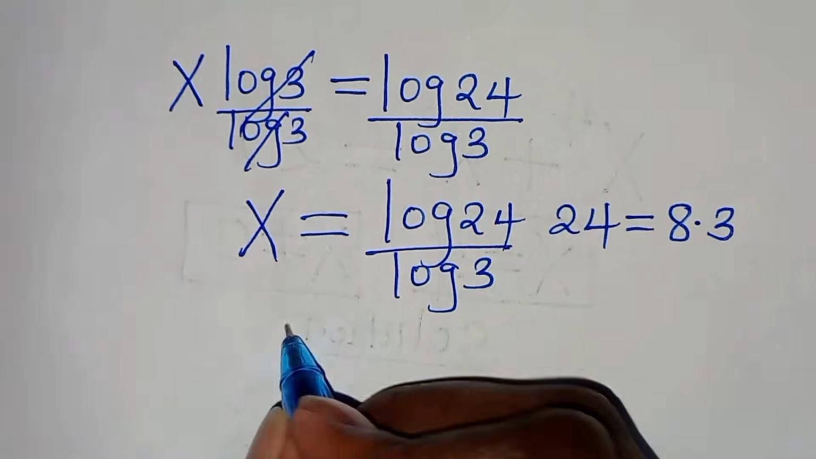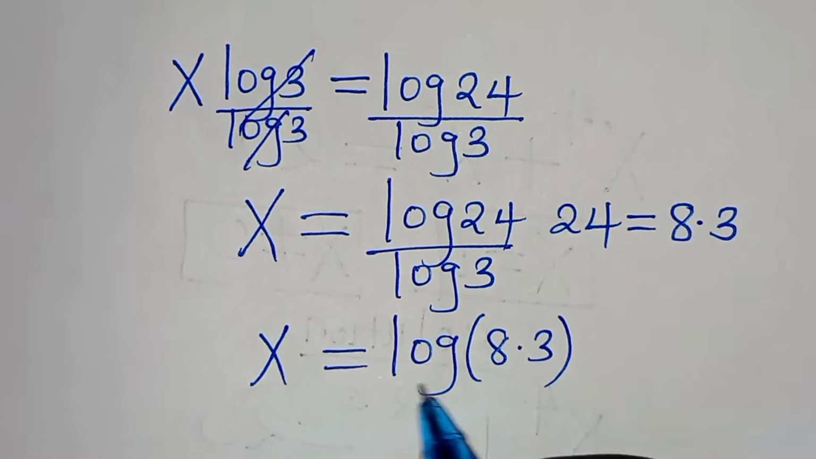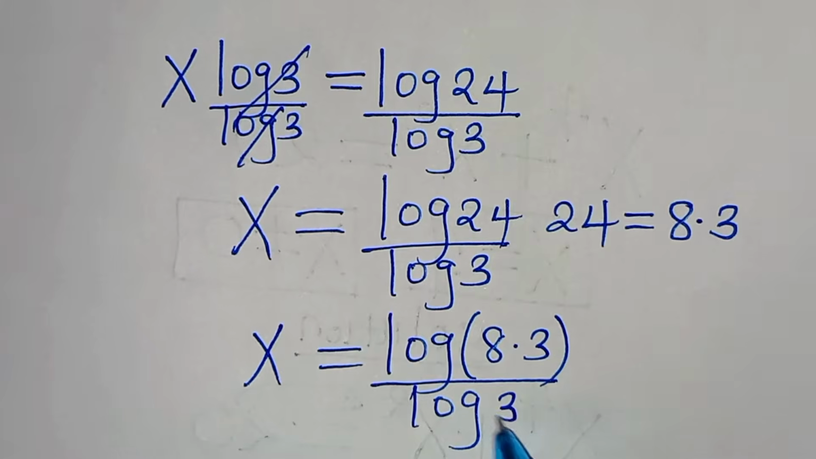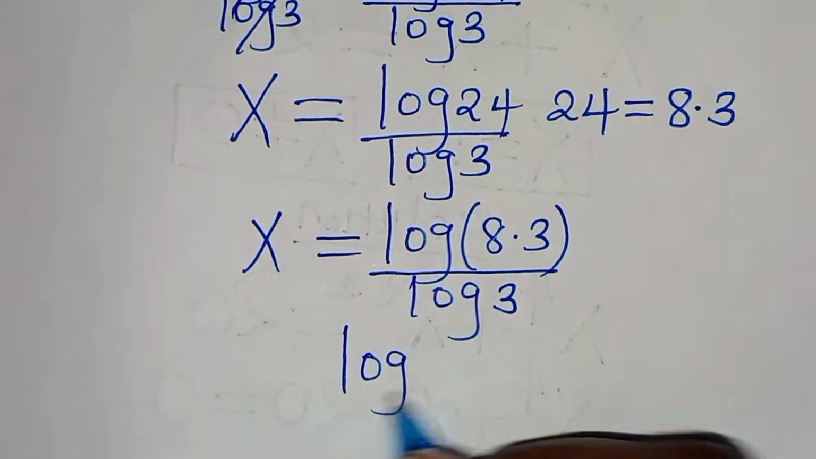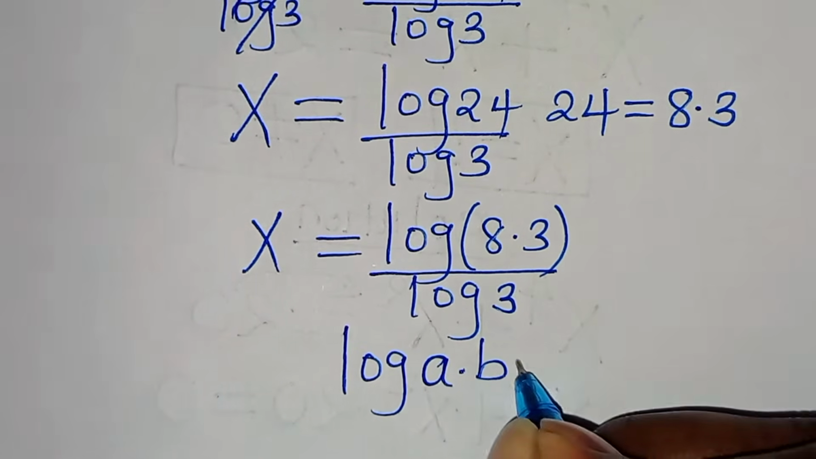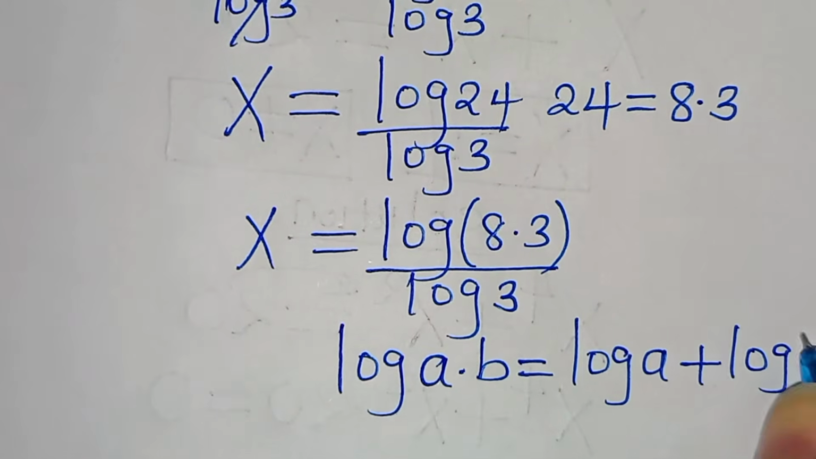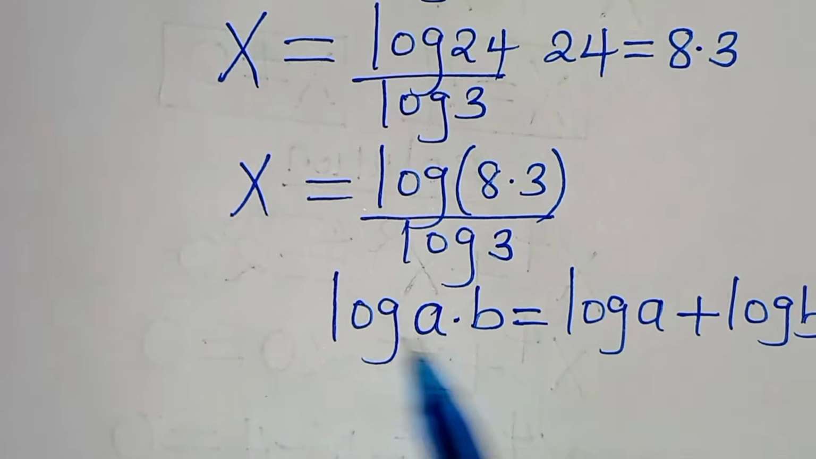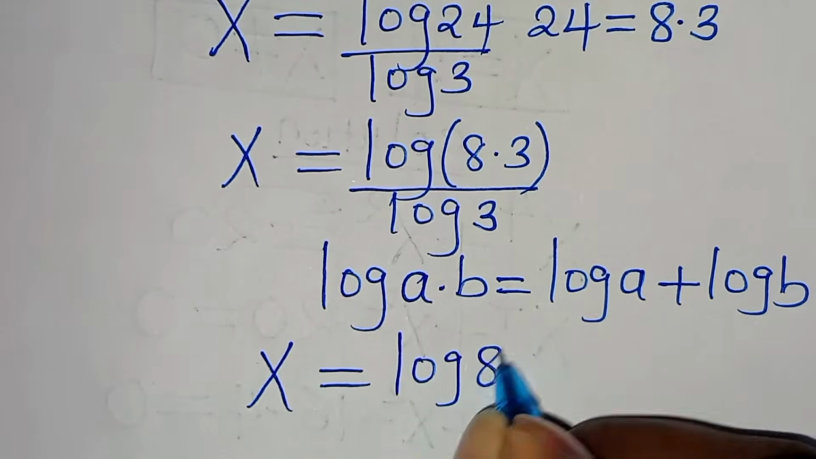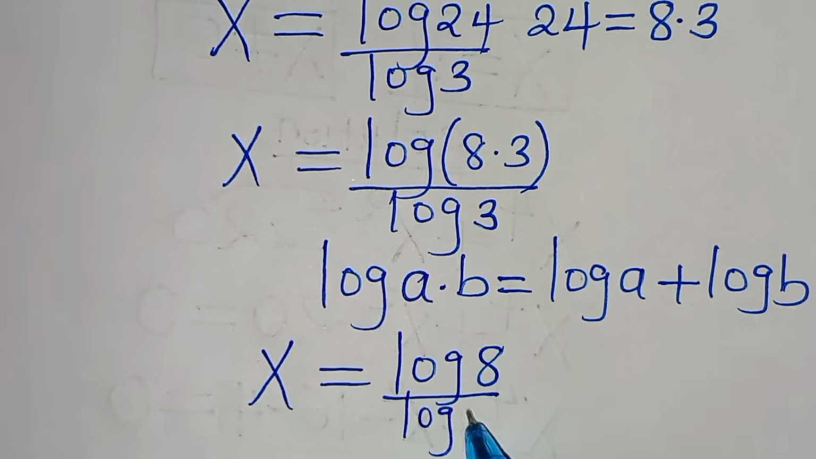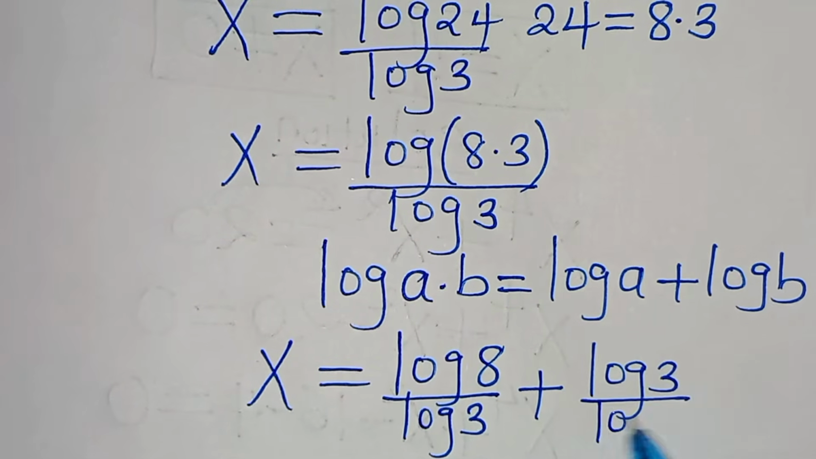Now, the next step is that we can express 24 basically as 8 multiplied by 3. So this implies that here we have x is equal to log of 8 times 3 divided by log 3. The next step is that log of 8 times 3, this is in the form of log a multiplied by b, which we can express as log a plus log b. Now, applying this logarithm property, then we have that x is equal to log 8 divided by log 3, then plus log 3 divided by log 3.